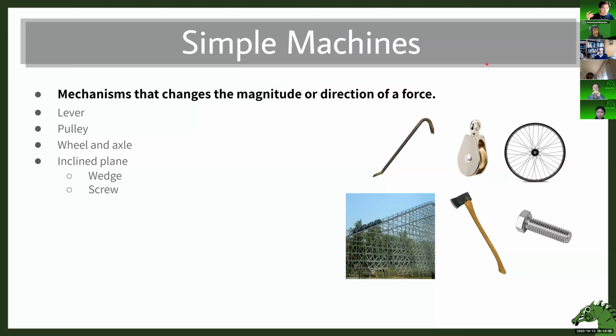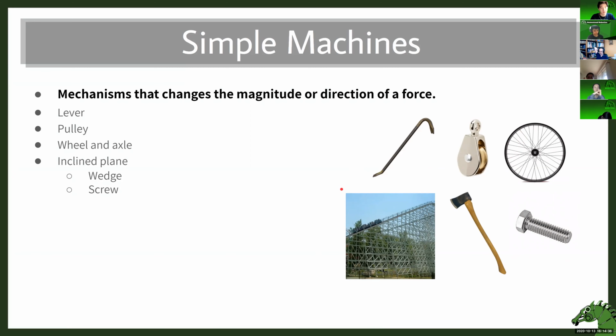Okay, so that was just the basics in explaining how mechanical advantage works. Now I'm going to explain simple machines. This is basically a designation for mechanisms that change the magnitude or direction of force. So that's the lever, the pulley, the wheel and axle, and also the incline plane, but I don't think we're going to have time to go over that today.